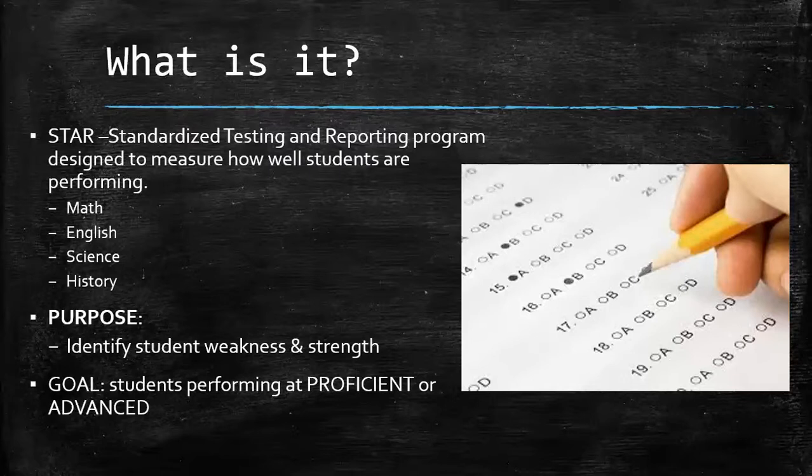When looking at STAR's website, in bold print they have their goal, and basically it says their goal in California is to have all students performing at the proficient or advanced levels. I'll go over the different performance levels on the next slide, but proficient and advanced, that's their overall goal.